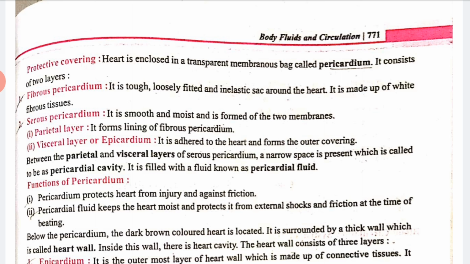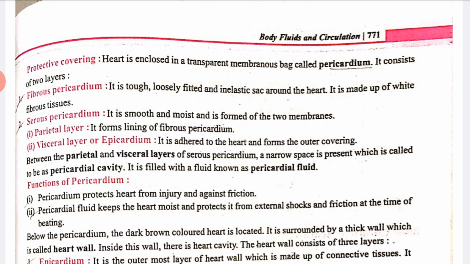Okay, so for the serous, we have two membranes, that is parietal layer and visceral layer, which we already know. Yes, which we already studied. So the function of pericardium: protect heart from the injury and against the frictions, and pericardial fluid keeps the heart moist and protects it from external shock and frictions at the time of the beating. Clear? Now below the pericardium, the dark brown color heart is located.